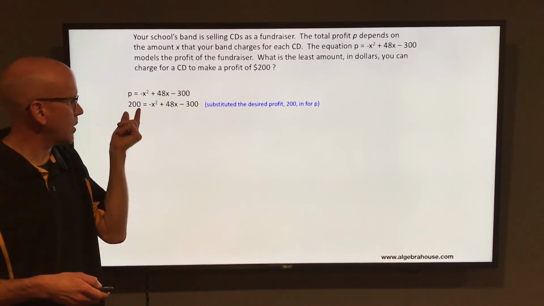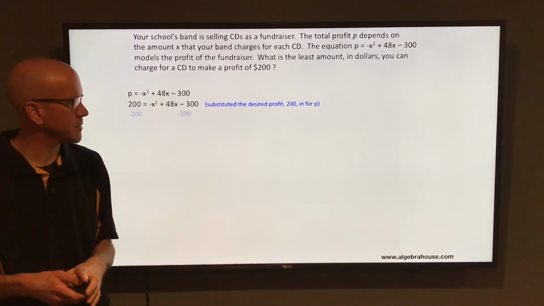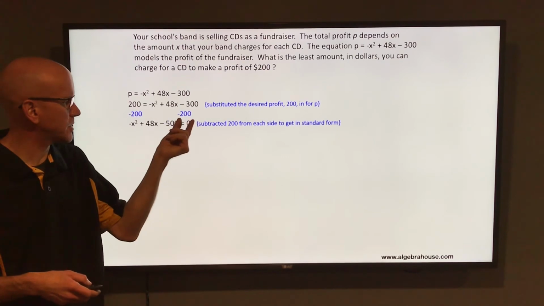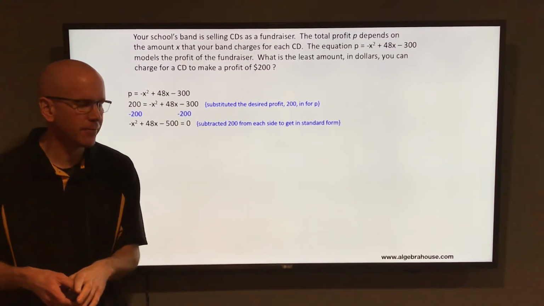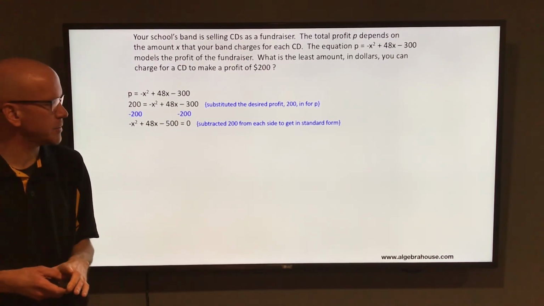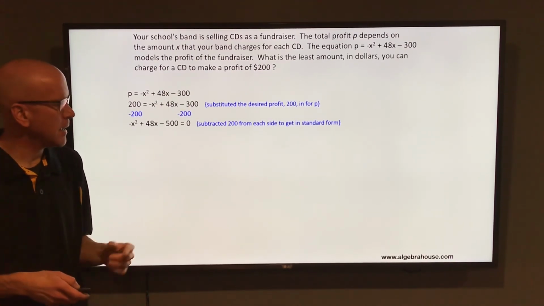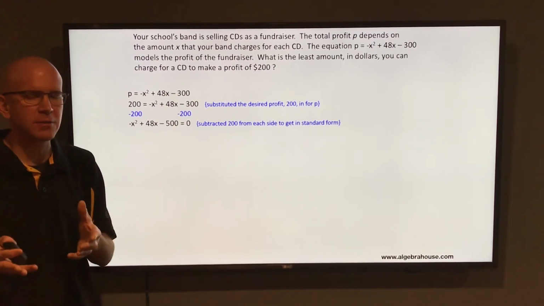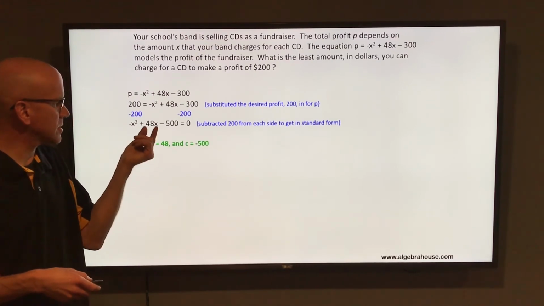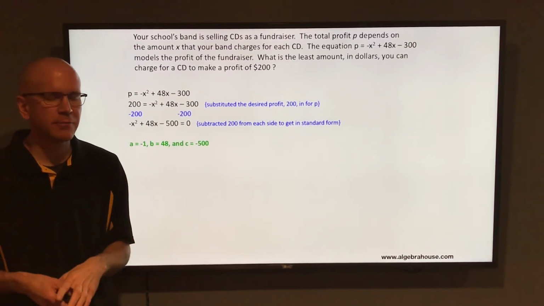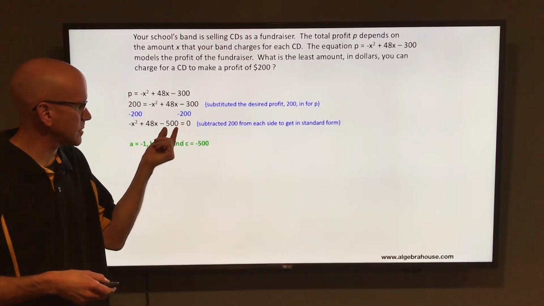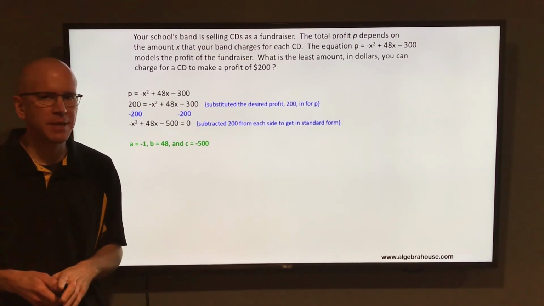So to solve that for x, we need to get everything to one side equal to 0. We're going to subtract 200 from each side. We have negative x squared plus 48x minus 500 equals 0. And now we can use the quadratic formula. Pick out a, b, and c. A is the coefficient, the number in front of the x squared, that's negative 1. B is the coefficient of x, the number in front of the x, it's 48. And c is the constant term, the number without a variable, that is negative 500.